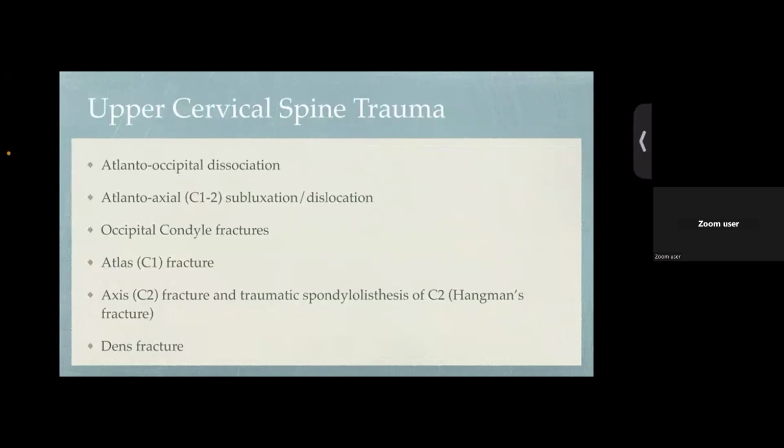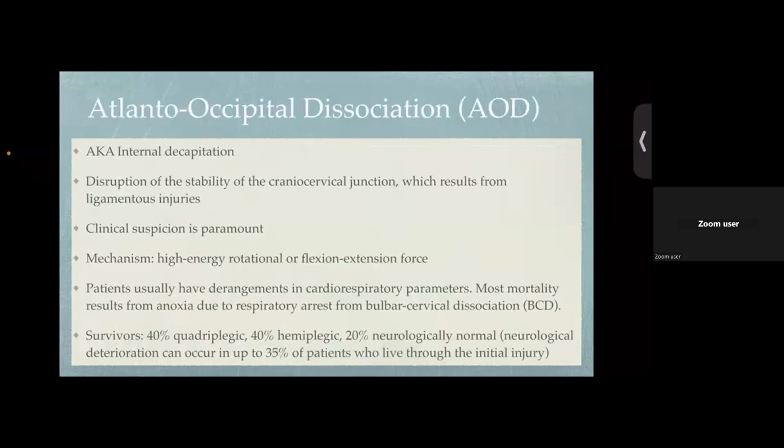So, upper cervical spine trauma. We have atlanto-occipital dissociation, atlanto-axial subluxation and dislocation, occipital condyle fractures, atlas fracture, axis fracture, traumatic spondylolisthesis of C2, and dens fracture. So, atlanto-occipital dissociation, or AOD. Okay, so back to the atlanto-occipital dissociation.